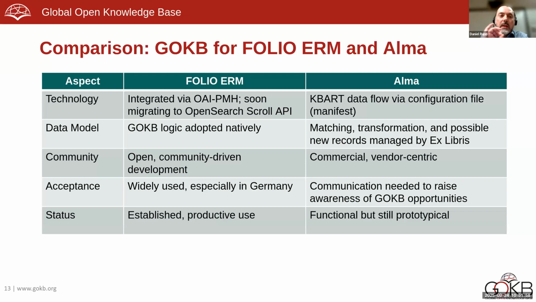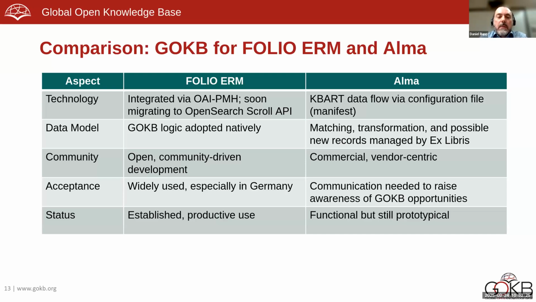It's very vendor centric. As I said, the manifest file is for providers, for vendors. It's not considered to be used for other knowledge bases like the GOKB. Regarding the acceptance, regarding Folio, the GOKB Folio connection is widely used, especially in Germany. So I think all German Folio instances use the GOKB as their system.